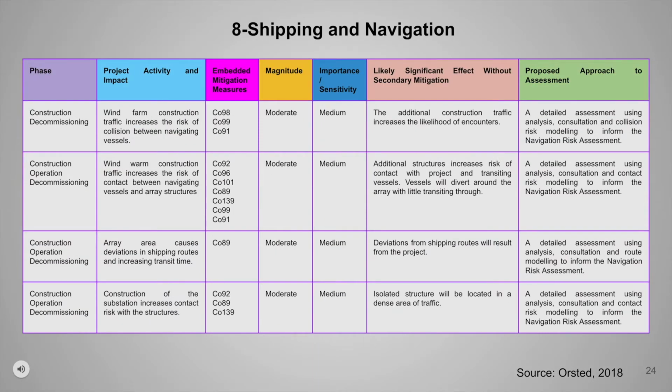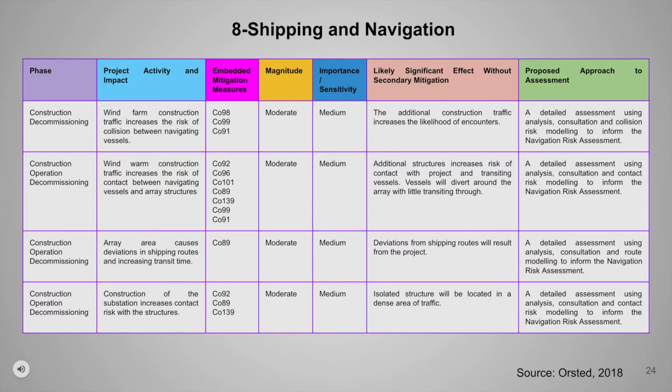Category 8 is shipping and navigation. In the construction, decommissioning, and operation phase, the project activity and impact is increased contact risk. The presence of wind farm construction traffic increases the risk of contact between navigating vessels and array structures. It has moderate magnitude and medium importance.